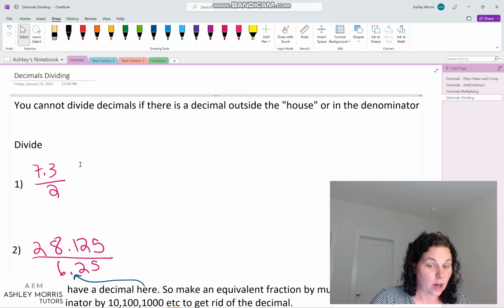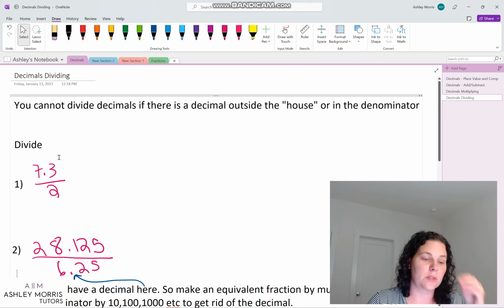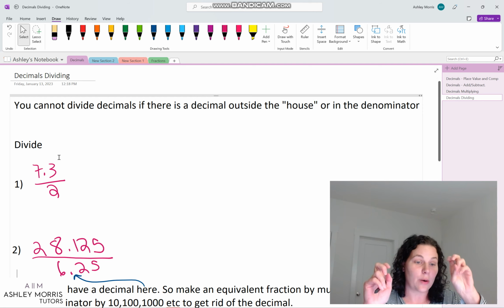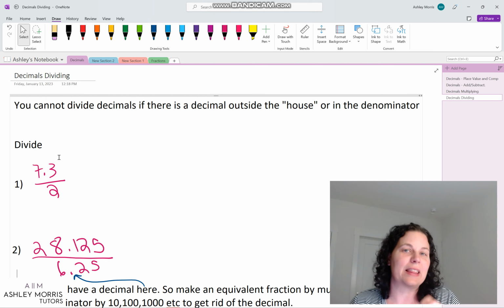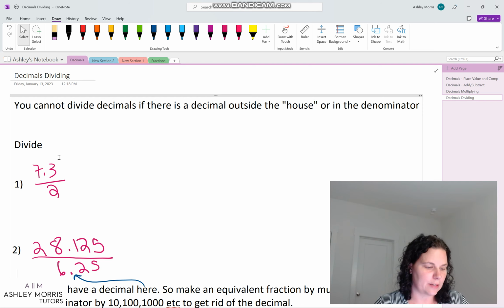I'm going to use long division on all of these. So you cannot divide decimals if there is a decimal outside the house. It's fine if it's inside; outside is the problem. Or if it's in the denominator. So if you write it like I did for 1 and 2, you can't have a decimal in the denominator. But when we rewrite this to do long division, it's outside of the house. That's a problem. So I'm going to show you how to fix it.